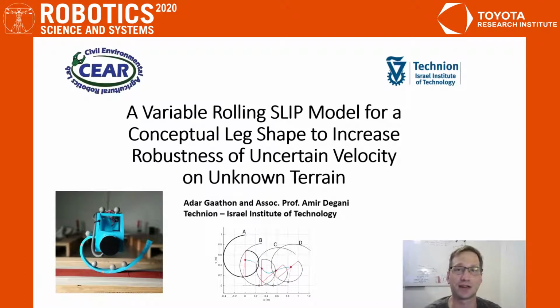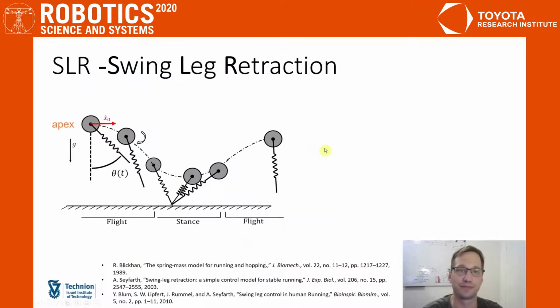Hi, my name is Adar and I am a PhD student at the Technion under the supervision of Professor Amir Degani. Together we submitted a paper titled A Variable Rolling SLIP Model for a Conceptual Leg Shape to Increase Robustness of Uncertain Velocity on Unknown Terrain.